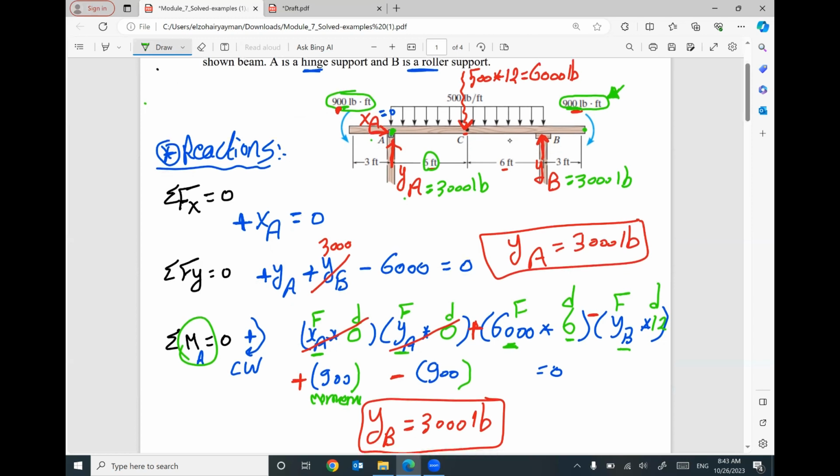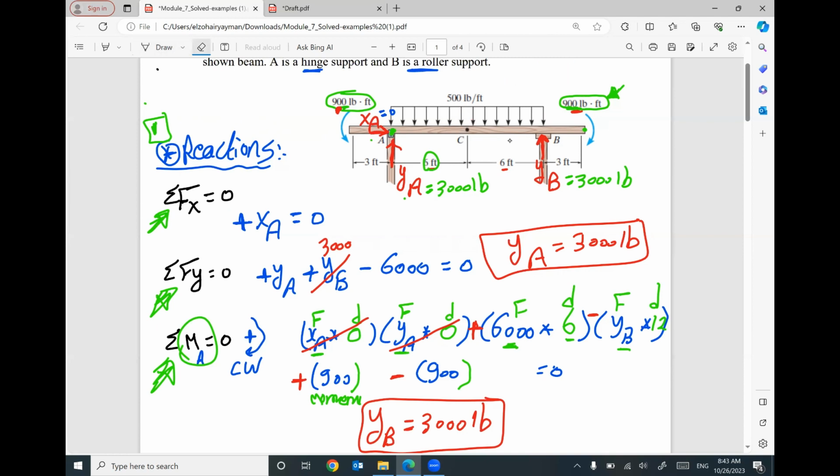This is the first step, which is reactions. Be careful, be smart. First, put your reactions. If you have a uniform distributed load, what is the equivalent? Then go ahead and apply your equilibrium equations. You can find out your reactions very easily. That makes sense?